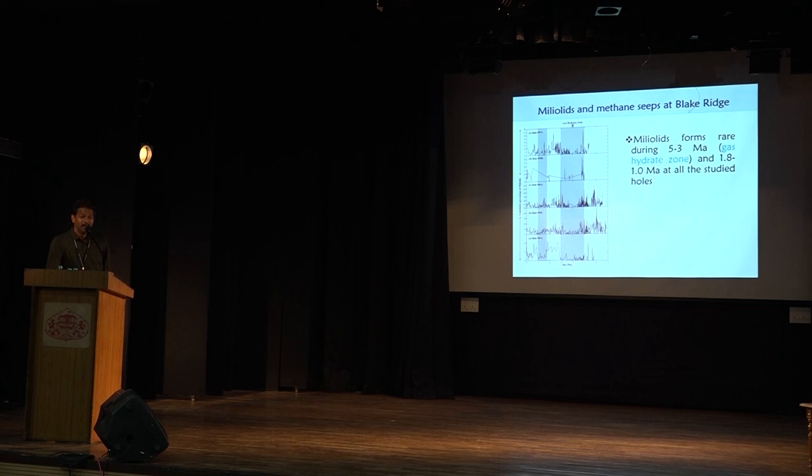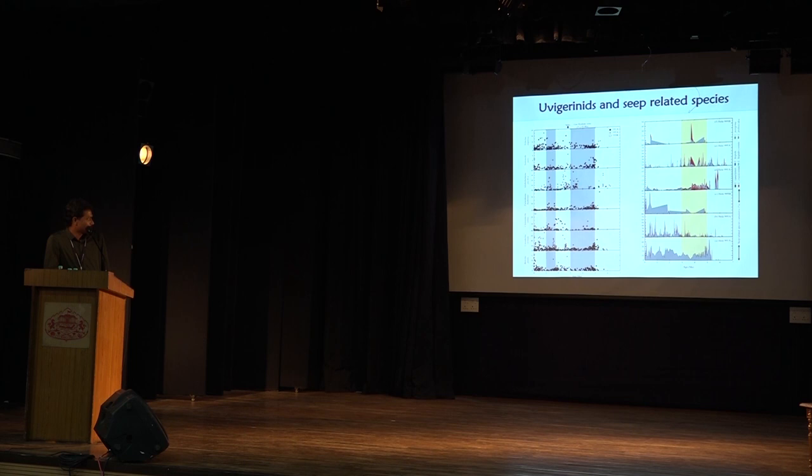Miliolids again show very rare occurrence. There is one reason, most probably, that the resolution of the samples is also very low. But if you look at the number of study sites, across the entire Blake Ridge we have taken almost seven different sites. From that, a few sites have very low resolution, and some sites like 995A cover this particular interval with around 590 samples. So we analyzed all the samples, and from that also it shows a very low percentage.